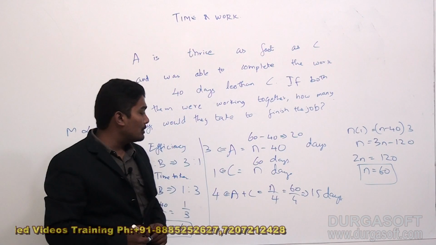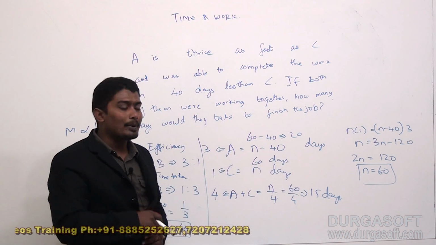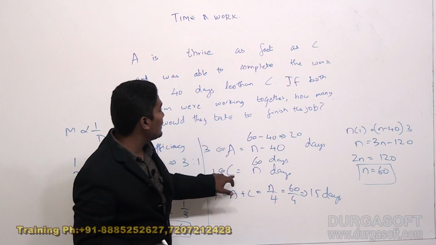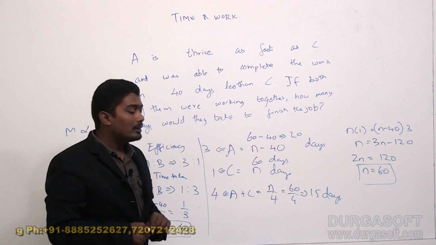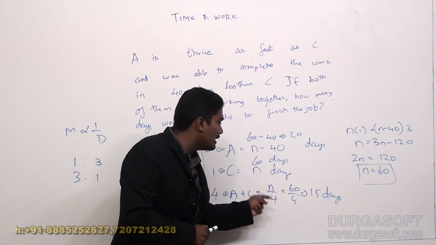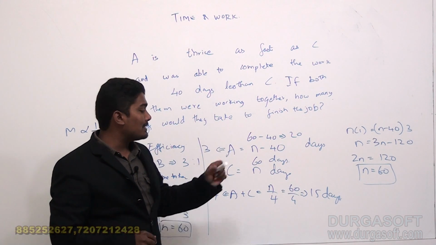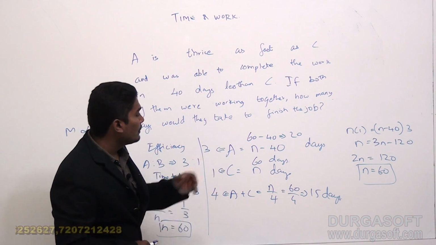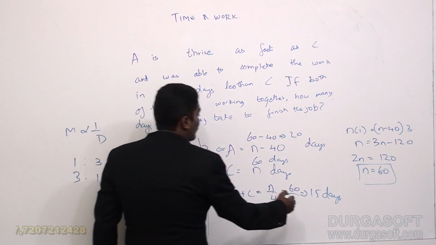After finding n is equal to 60, you don't have to find the value of 20 days and 60 days separately. You can directly say that if A plus C are working together, they will eat 3 plus 1, 4 chocolates in one day. Then the total time taken by them will be n divided by 4, which is 60 by 4, 15 days. So if both of them are working together, the work will get completed in 15 days. This will be your answer.